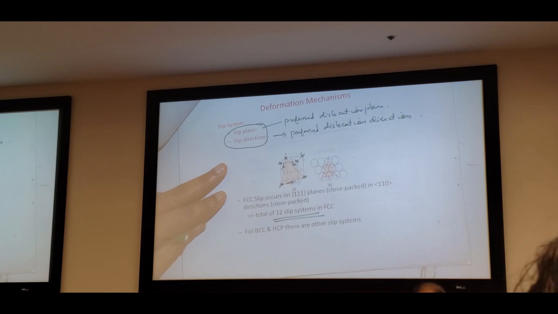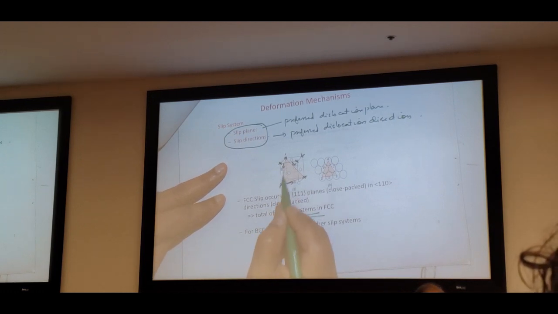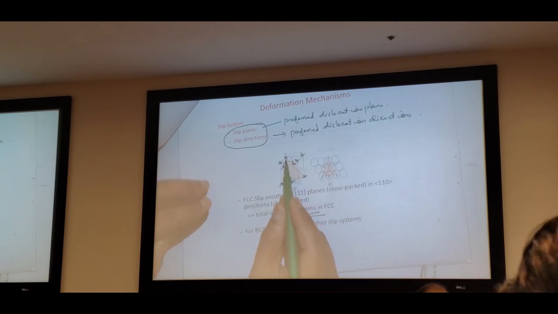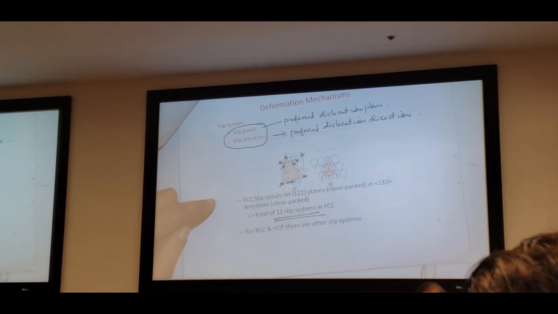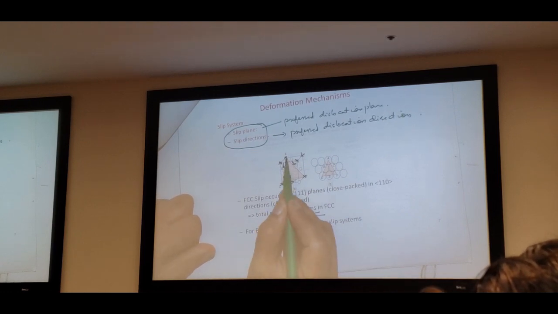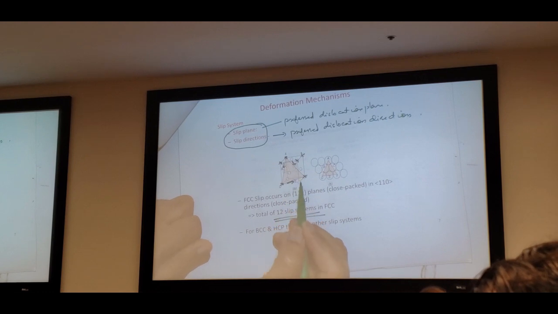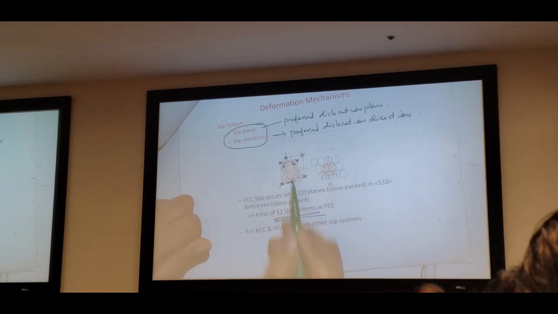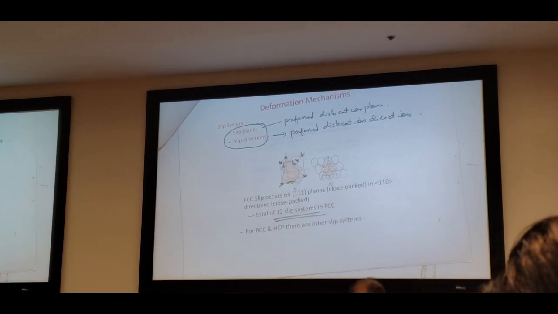Why do we consider the 111 plane here? Because that is the plane with the highest atomic density. That is the reason why the 111 plane is chosen here. You see, there is one atom here, then it passes through the center atom here, and another plane passes through another atom here, another atom here. So that is the slip.